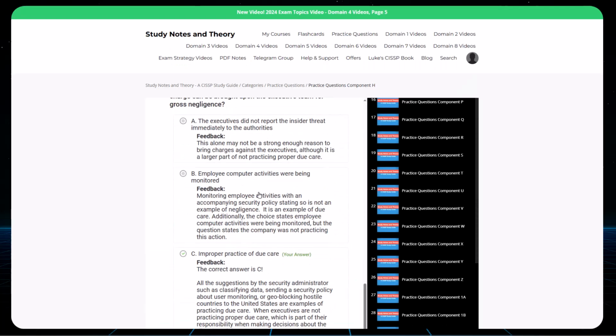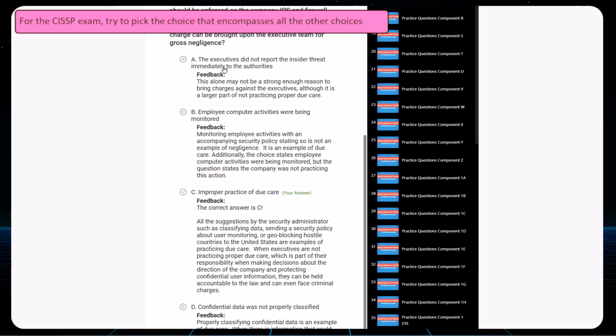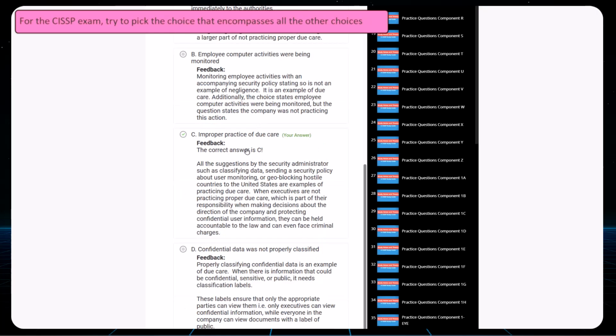Yeah, it's correct. It's exactly what I thought. Because of improper practice of due care, that's why choice A happened. That's why choice B happened. And that's why choice D happened. Because of choice C, choice D, B, and A happen, which makes choice C the correct answer.